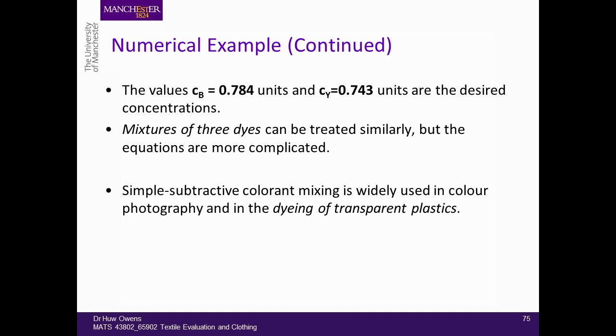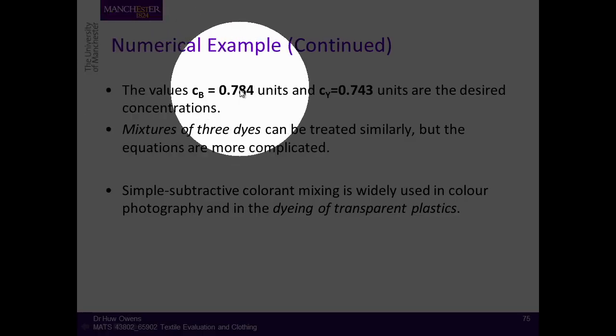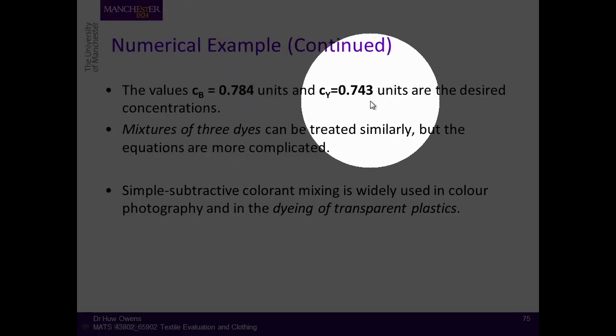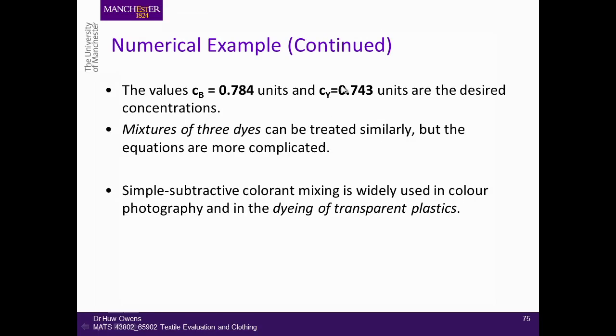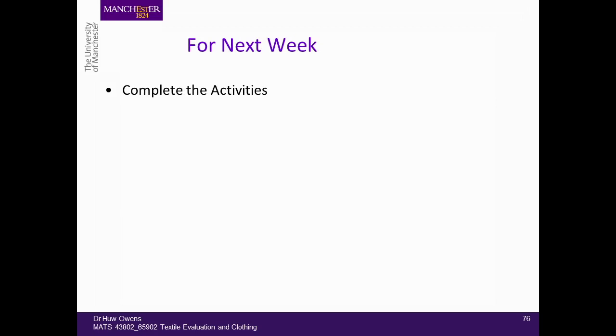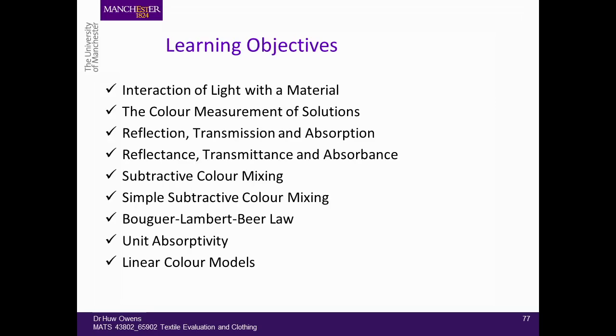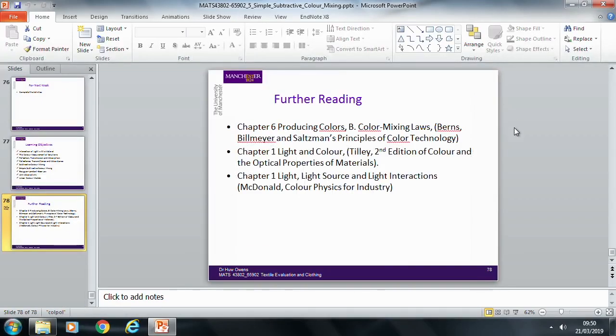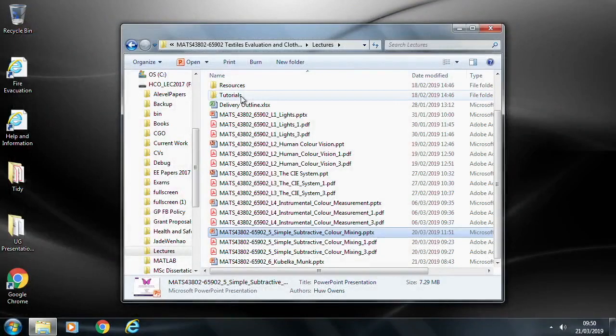So we know how to make that green dye. We need a concentration of 0.78 units of the blue dye and 0.743 units of the yellow dye, mix them together, and we'll get that green. Okay, and I think that's that. Next time we'll start talking about the Kubelka-Munk and recipe prediction. And as I said at the beginning, after that we'll start talking about testing textiles, which is probably a little bit more what you're used to doing.